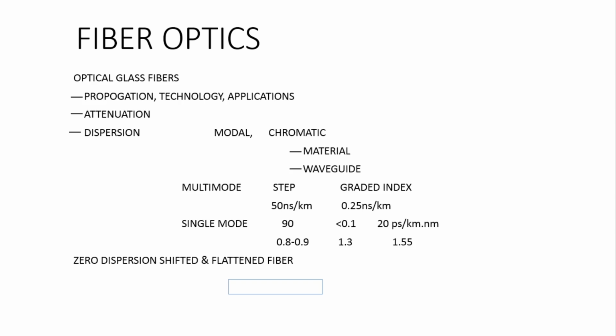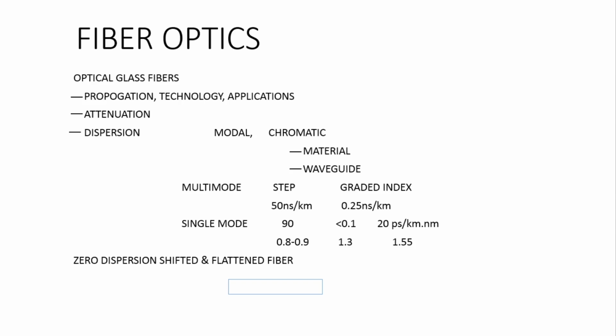Fiber optics. Optical glass fiber: propagation, technologies and application. Attenuation, dispersion, chromatic, of which there are two types, material and waveguide. Multi-mode fiber and single mode fiber. In multi-mode there is step index and graded index. Zero dispersion shifted and flattened fiber. So these are nothing but the fiber optics.